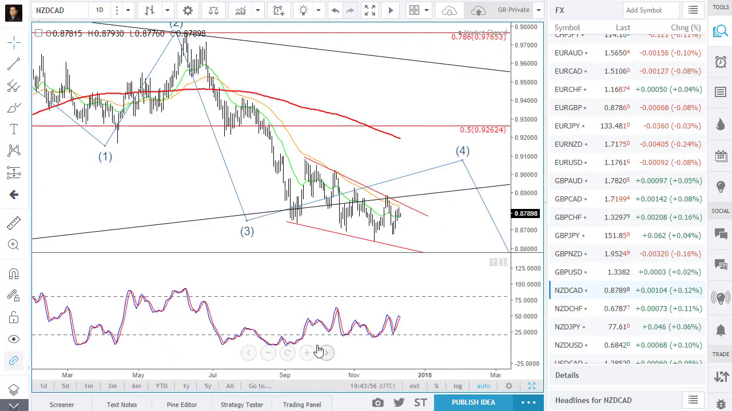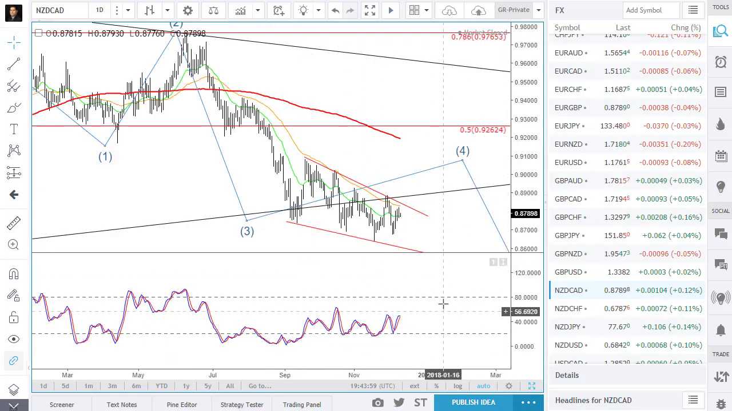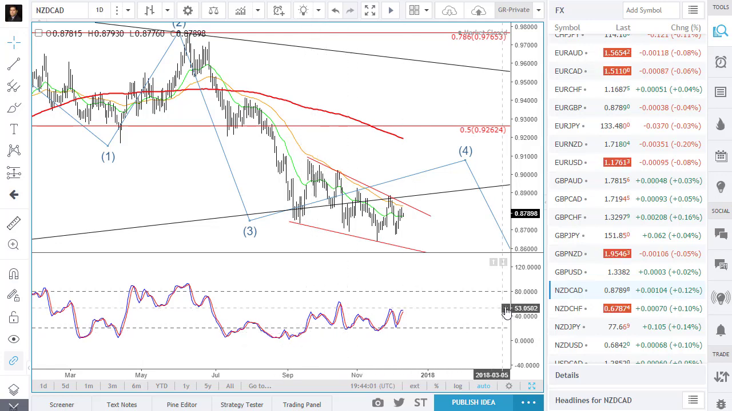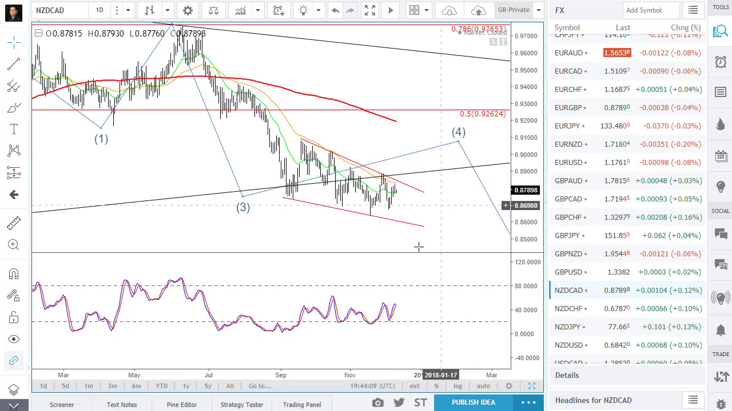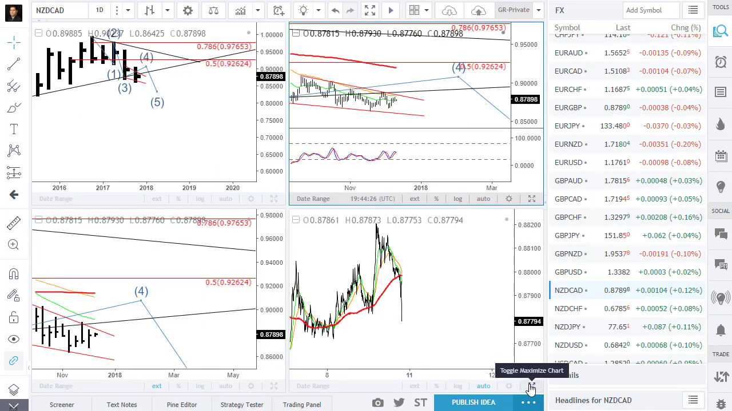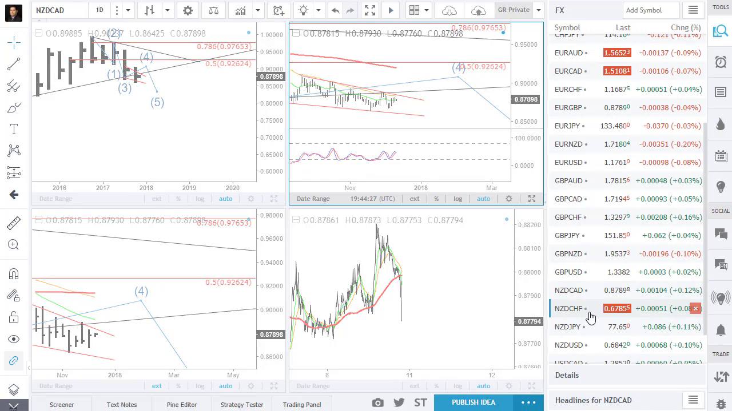Again, you can see here that the stochastics is starting to come off of the oversold area, and also it is starting to wedge down here. So that's part of the reason why I'm really interested in what's going on here. You can see here this convergence developing. We're coming off this oversold zone in the New Zealand Canadian, New Zealand Swiss franc. So here's the New Zealand Swissy.